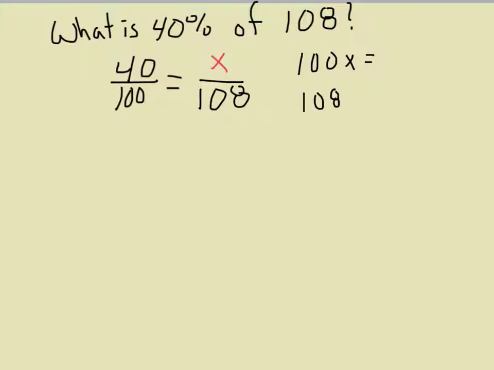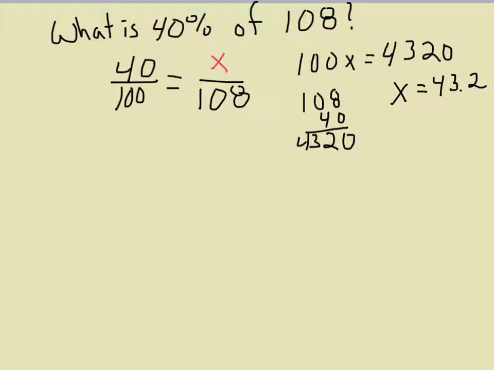Now I'm not going to cheat myself, because you guys can't use a calculator, so I'm not going to use a calculator. So 4 times 8 is 32, carry the 3, but 4 times 0 is 0, and then 4 times 1 is 4. So we have 100x is equal to 4,320. And again, we want to use that trick where if we're going to divide by 100, we're really just going to move the decimal place over twice. And that's going to leave me with x equals 43.2. So that means 43.2 is 40% of 108.